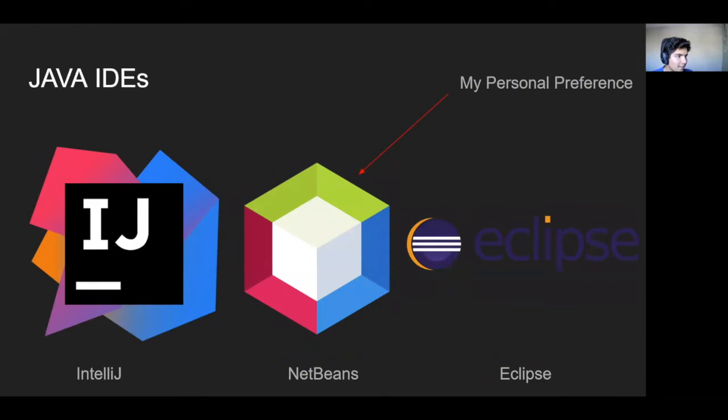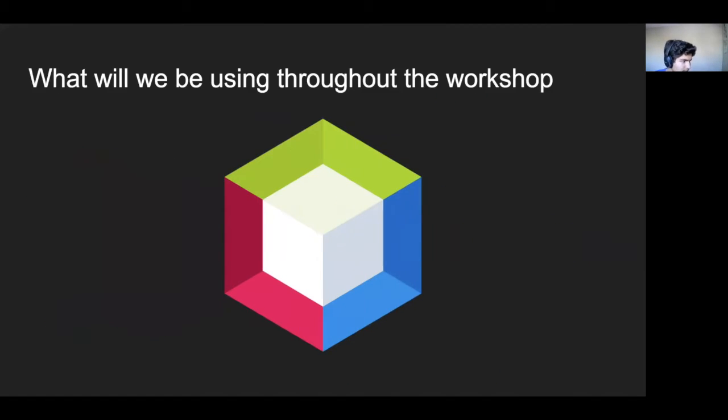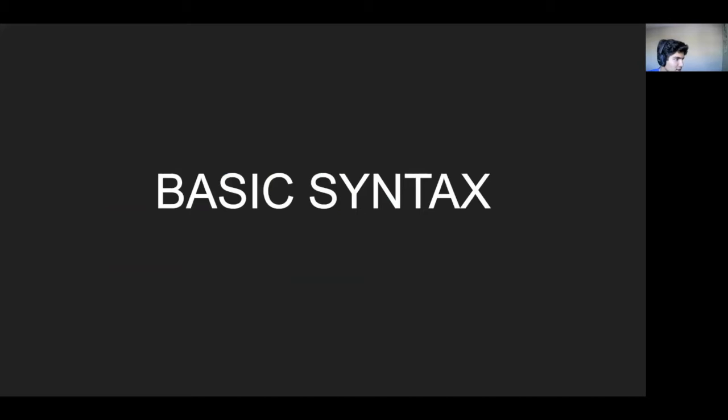Here are some examples of good Java IDEs. We have IntelliJ on the left, NetBeans in the middle, and Eclipse on the right. Today's examples are going to be done on NetBeans, and I like NetBeans a lot because it's not too complicated, but it also has enough features so you can do most programming. I also use NetBeans at school for my computer science class. So today we're just going to start off with NetBeans.